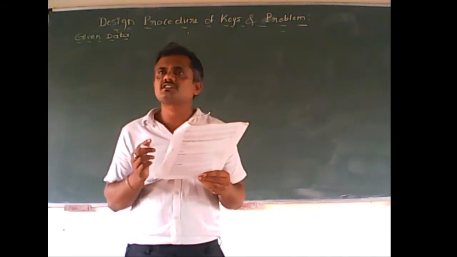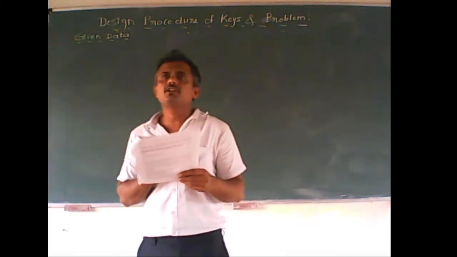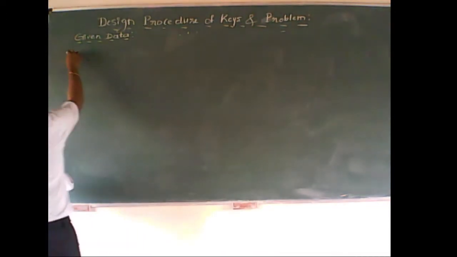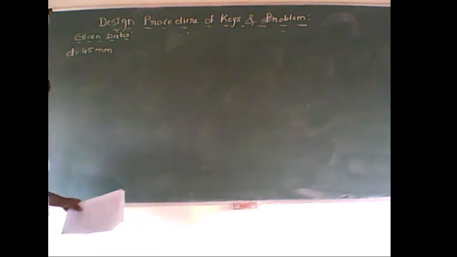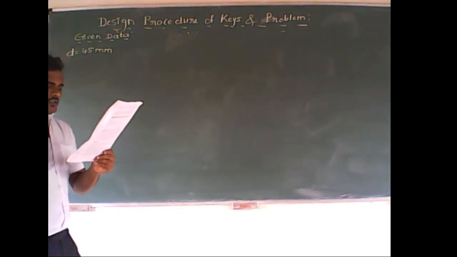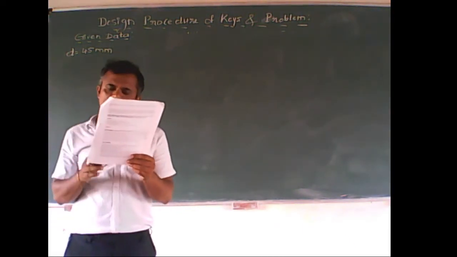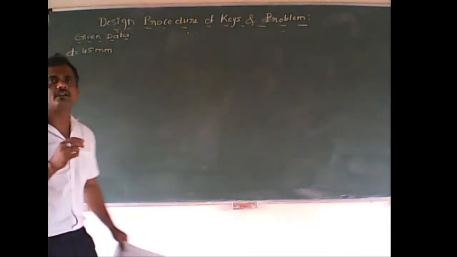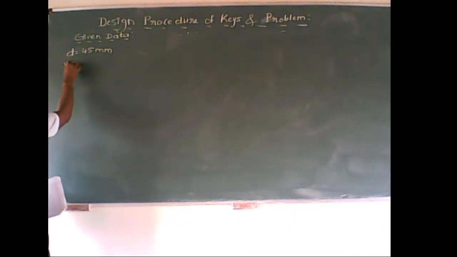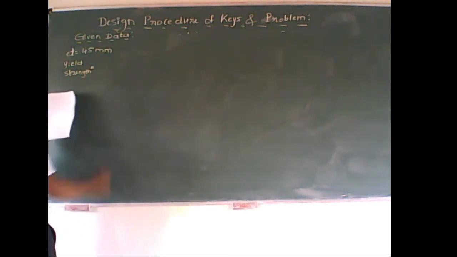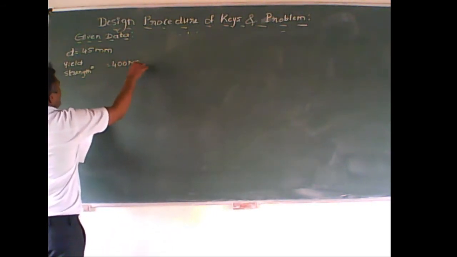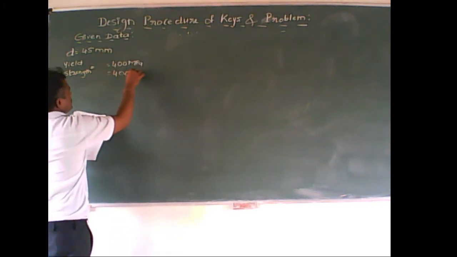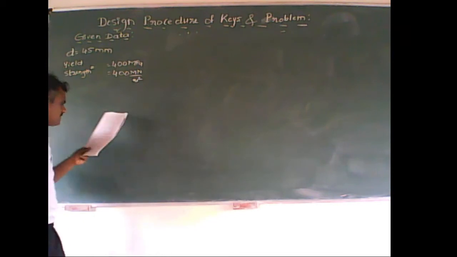So in this problem, first let me write the given data. The diameter of a shaft is 45 mm. Diameter D I can take as 45 mm. And this shaft is having a yield strength of 400 MPa, or I can write it as 400 MN per meter square.